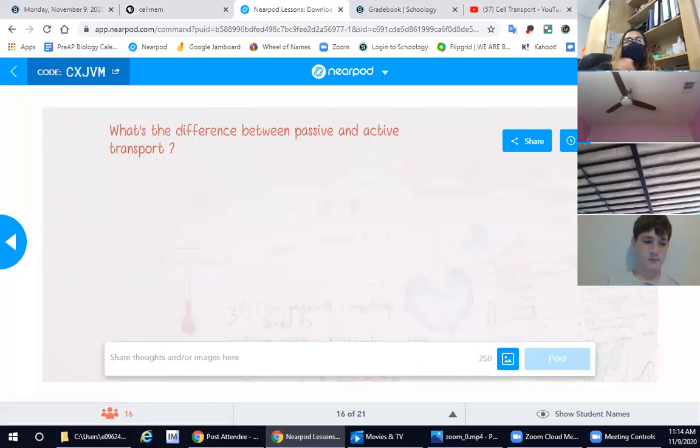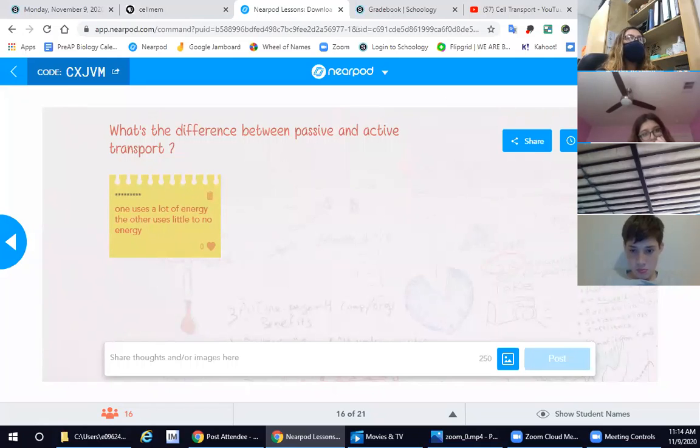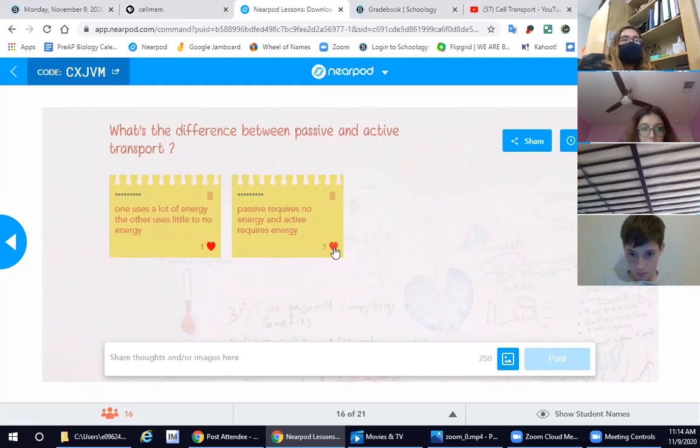All right, so what's the difference between passive and active? Again, your names are hidden, so you don't need to worry if you put the wrong answer. What's the difference between passive and active? One uses a lot of energy, one uses no energy. Good job. Passive requires no energy and active requires energy.